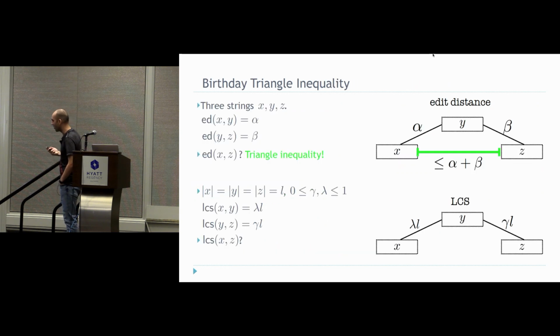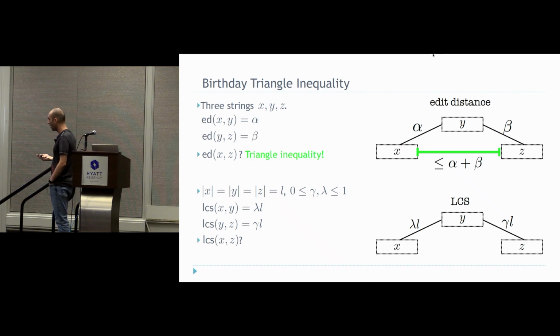Now, going back to the problem. We have 3 strings x, y, z. We want to derive a bound for LCS of x and z. Instead of alpha and beta, I'm going to use multiplicative terms. So the first one is lambda L. L is the length of the strings. Lambda is between 0 and 1. The second one is gamma L. Gamma, again, is between 0 and 1.